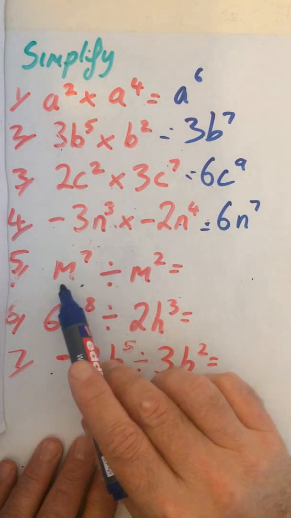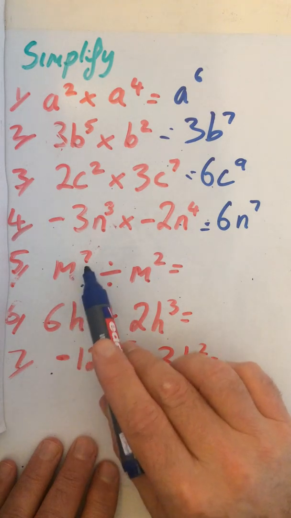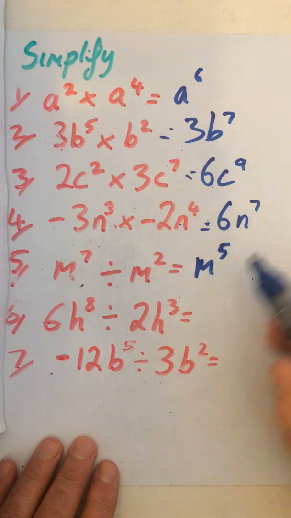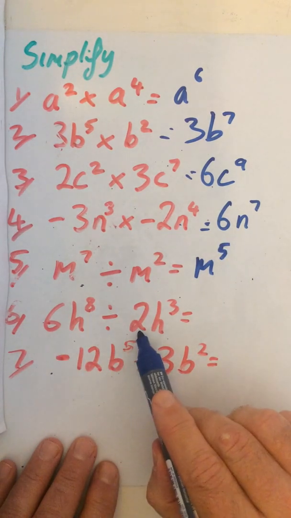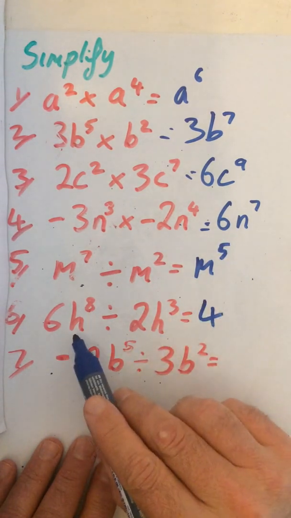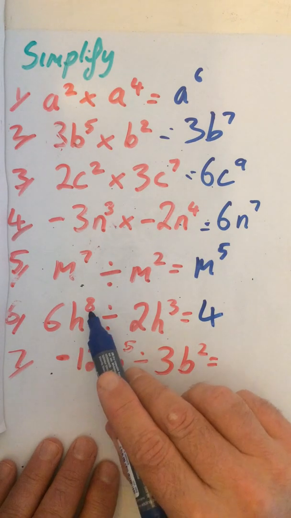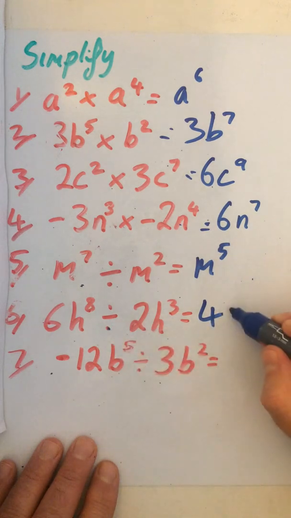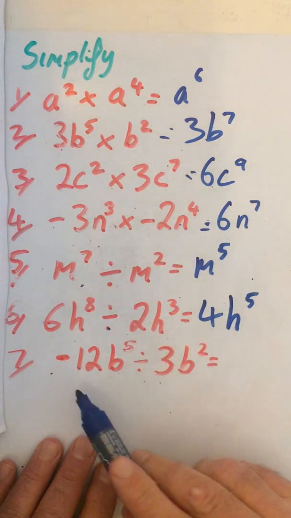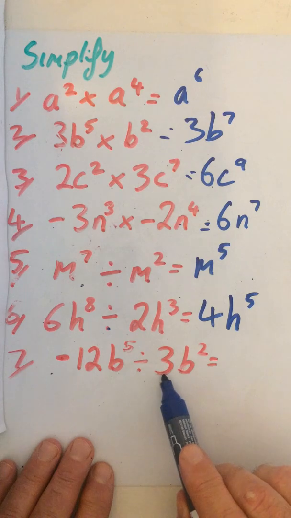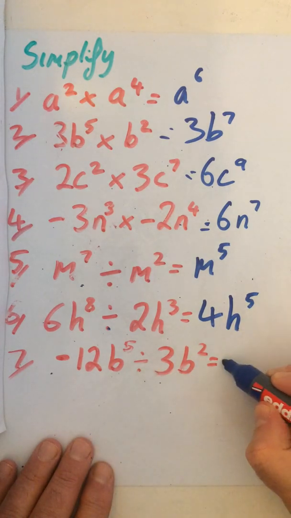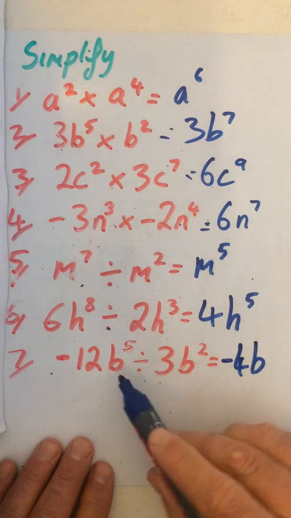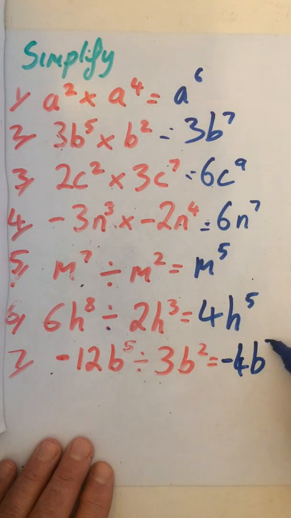Now these are the divides. So for the divides, we take the powers away. M to the power of 7 divided by M to the power of 2: M to the power of 5. 6 divided by 2 is 3. Then H to the power of 8 divided by H to the power of 3. I'm just taking the powers away because it's divide. H to the power of 5. Okay, minus 12 divided by 3: a minus divided by a positive will give me a negative. So negative 4, and then a B. 5 take away 2 is 3.